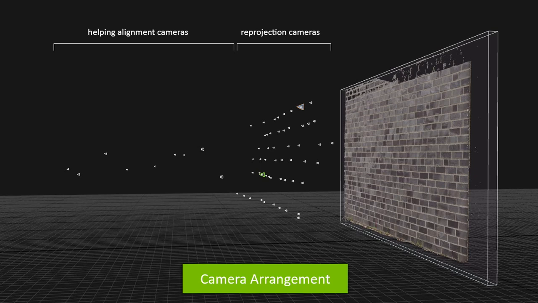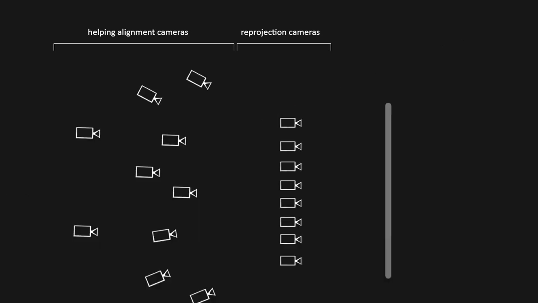The next thing is the camera arrangement. You can see the lanes I walked while I captured the brick wall, and you see some other cameras on the left side that have a longer distance to the object. They help with the alignment in the photogrammetry software. So this is a simpler view of it.